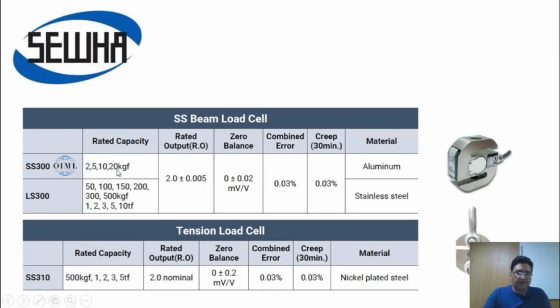Well, in the SEWHA brand, S-type load cells start with SS or LS at the beginning of their model names. The SS300 models are those with capacities ranging from 2 kilograms up to 20 kilograms. Their bodies are made of aluminum, and from the 50 kilogram to 10-ton capacities, their code changes. They become LS300, and their bodies are made of stainless steel, meaning they are rust resistant. There is also another model called the SB210, which has a capacity from 500 kilograms up to 5 tons. The difference between this load cell and the previous ones is that this load cell has a hook on it.